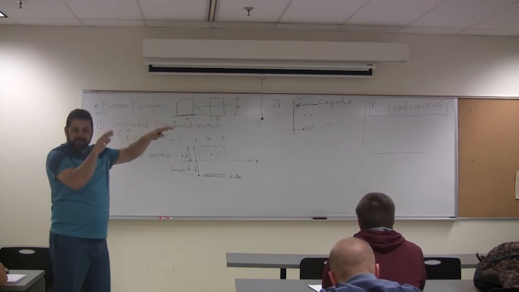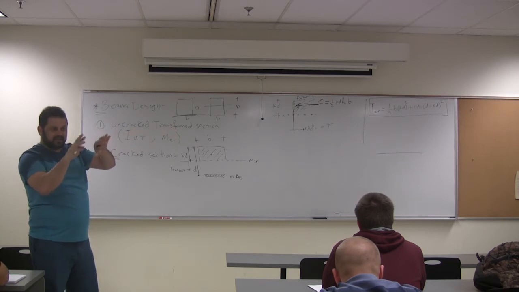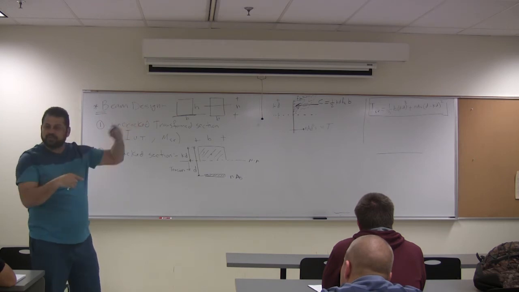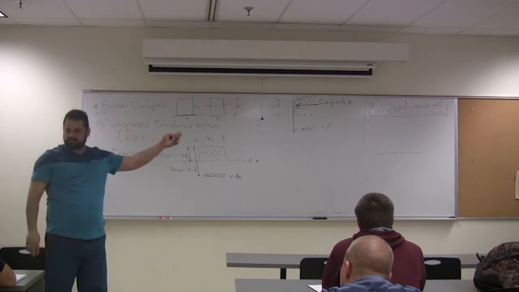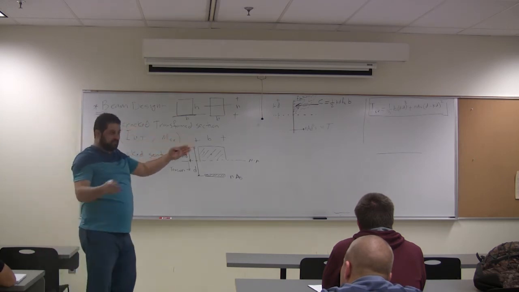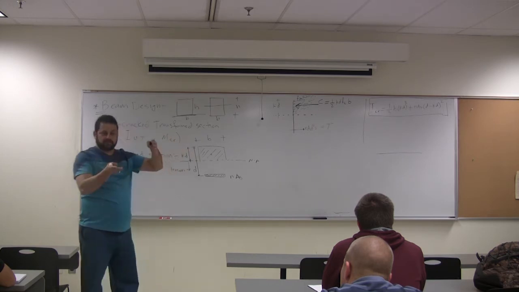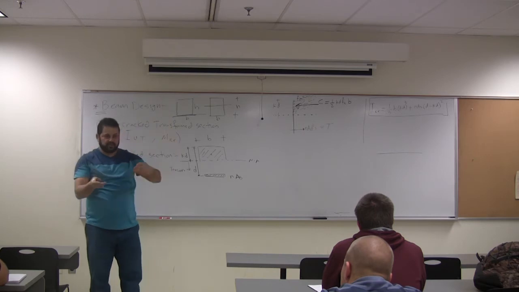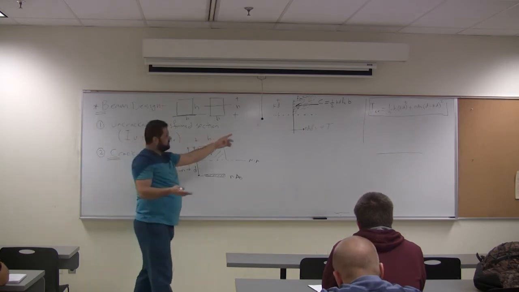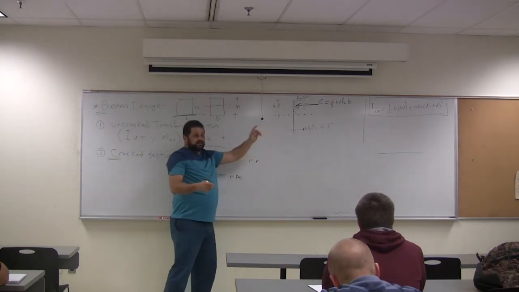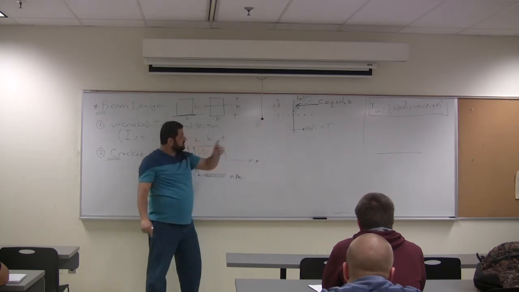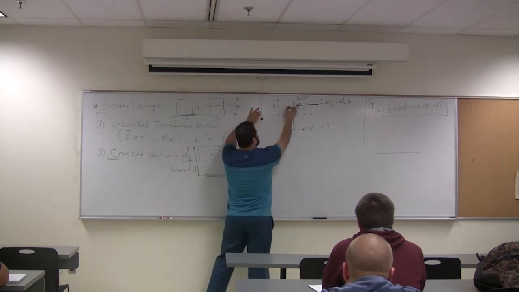You remember phi Mn greater or equal to Mu, the ultimate moment? That's Mn. It's T or C times the distance between them. That's a couple, right? The definition of a couple: two equal and opposite forces. Multiply either of them times the distance between them, and they give you moment. So what's the internal moment developed by that? First of all, what's the distance from here to here?